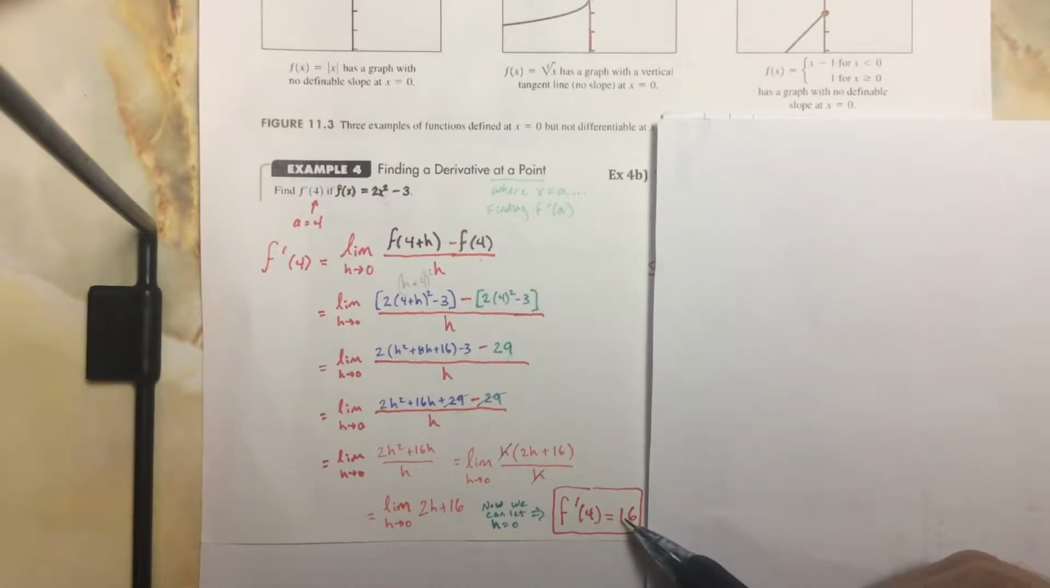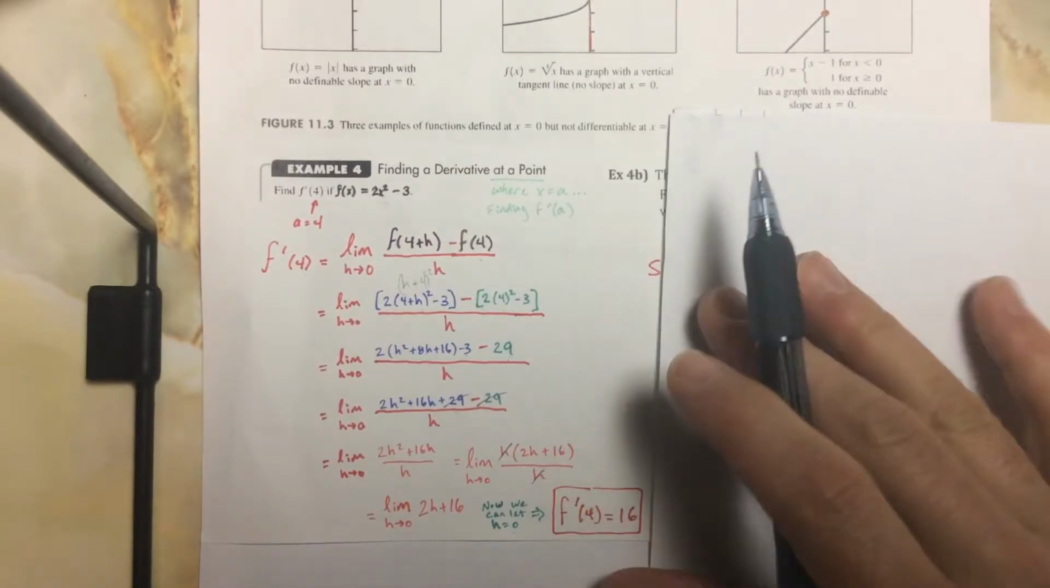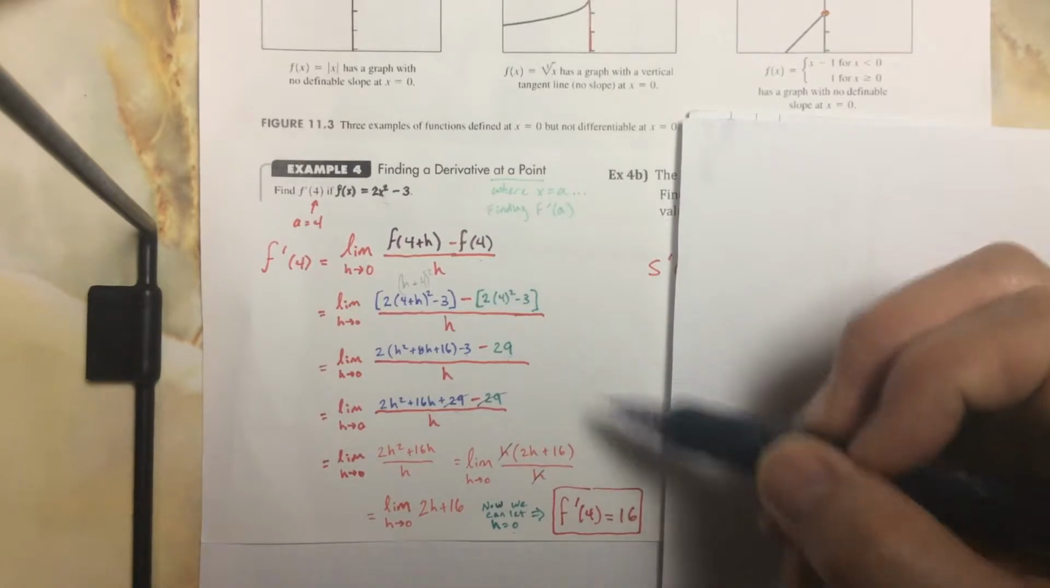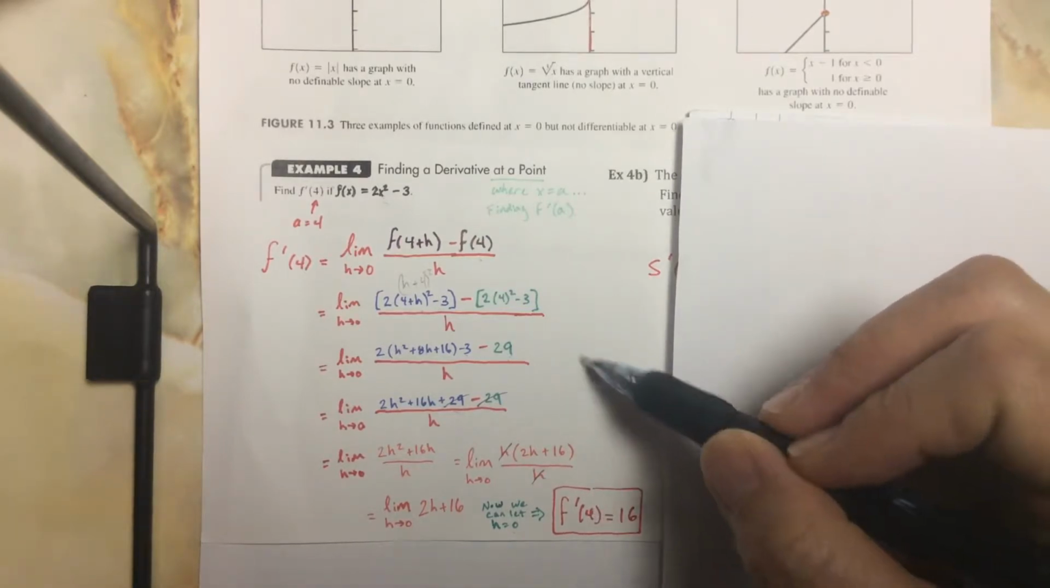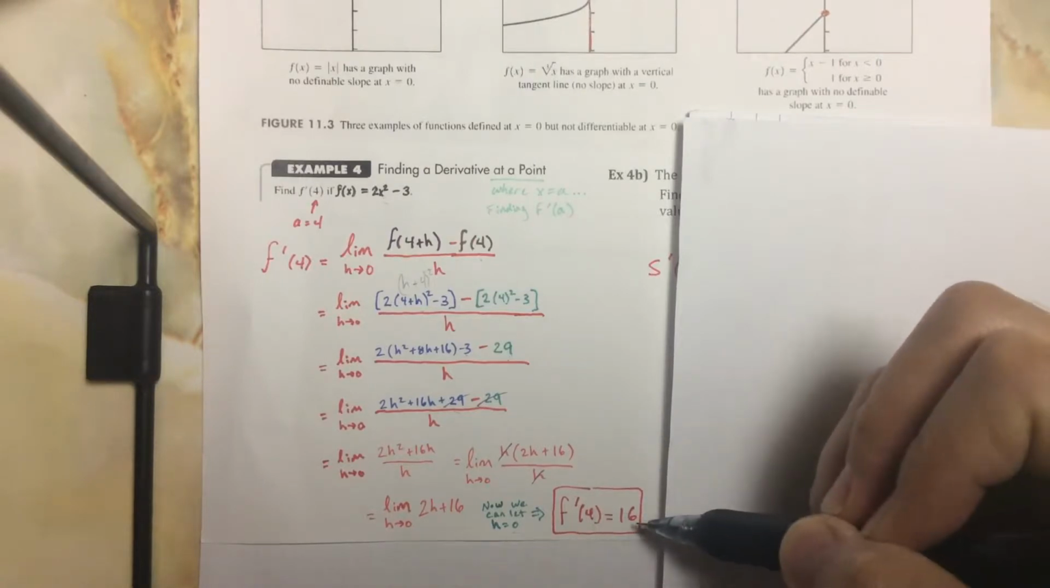We had talked about earlier, I believe in the other video, about how the y value at this point is 29. So at the point 4 comma 29, the slope of the tangent line is 16.